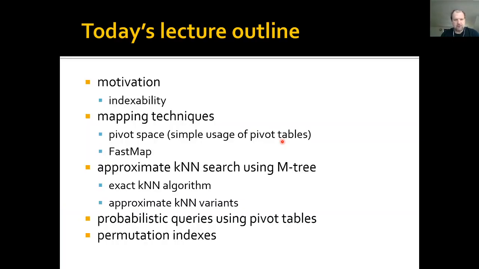First, I will motivate why we should search approximately and not exactly, and then I present a couple of examples, one of a category of mapping techniques and the other that is bound to a particular structure, that will be the M-tree and the algorithm for k-nearest neighbor search. At the end, I will also mention pivot tables and something that is specifically designed for approximate search, and that's permutation indexes.